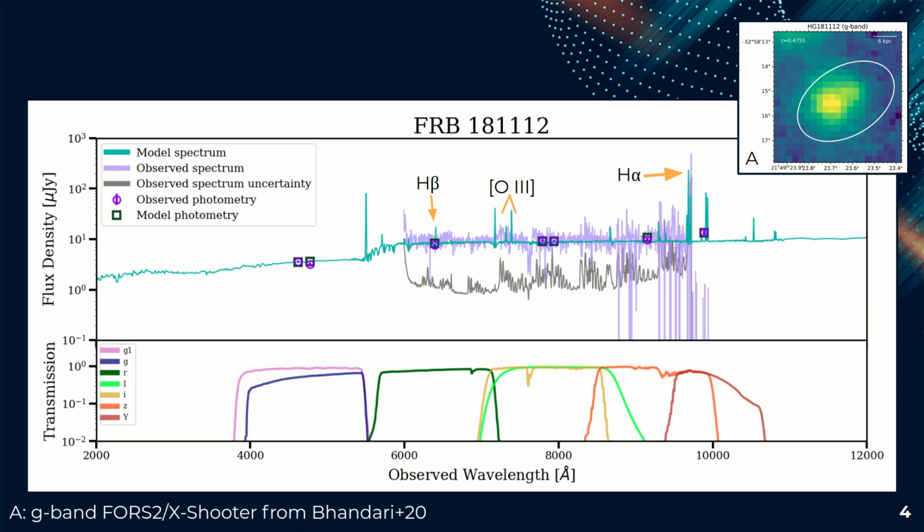You may wonder why I chose a burst with such a noisy observed spectrum, which is the purple line. I did so to highlight that Prospector is able to see through the noise and pick out and model the important emission and absorption lines. Here you can see H-alpha, H-beta, and the oxygen-3 doublet clearly resolved in the green model spectrum. This shows that Prospector is a powerful tool for modeling spectral information, even when the observed data aren't perfect.